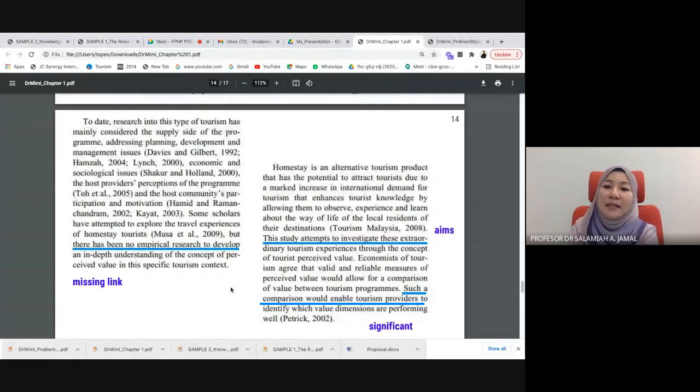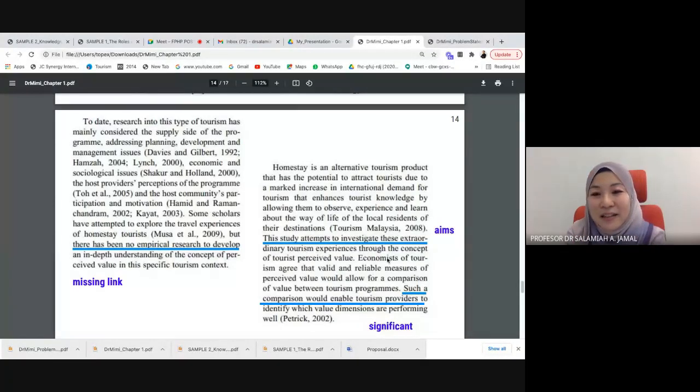And then, next, missing link. This is how people write the missing link. For example, I read for you here: some scholars have attempted to explore the travel experiences of homestay tourists, but there has been no empirical research to develop an in-depth understanding of the concept of perceived value in this specific tourism context. So this is an example of a statement to indicate the missing link, the point number 2 in your background of study.